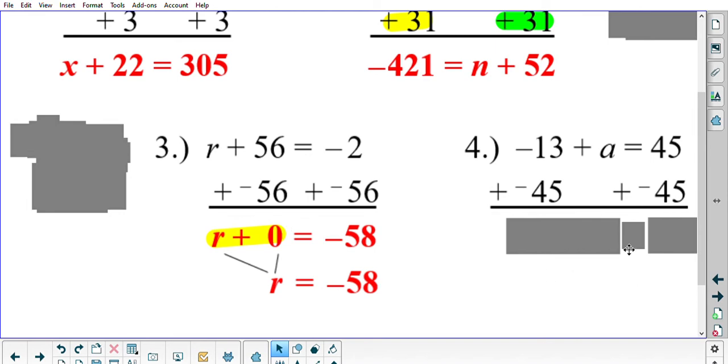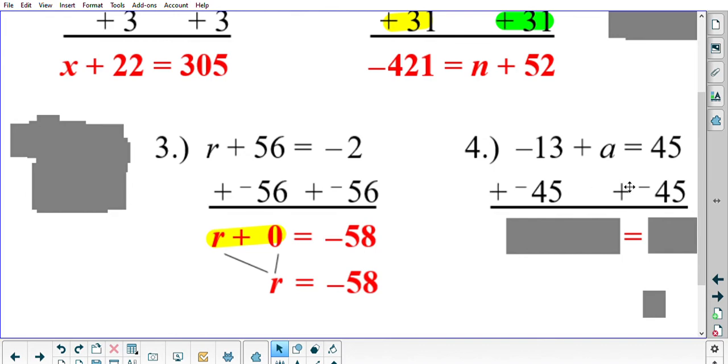Problem number 4. Do we have subtraction anywhere? No, we do not. This is a negative sign to the left of the 13, so that's just a negative 13. That's not subtraction. All right, we find the equal sign. We bring it straight down. Make sure you did that. Keep your equal signs lined up.